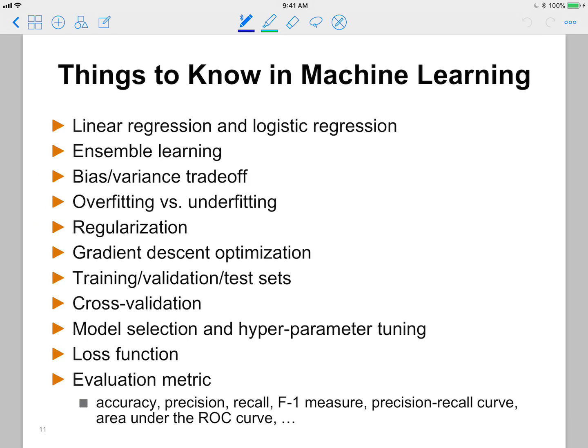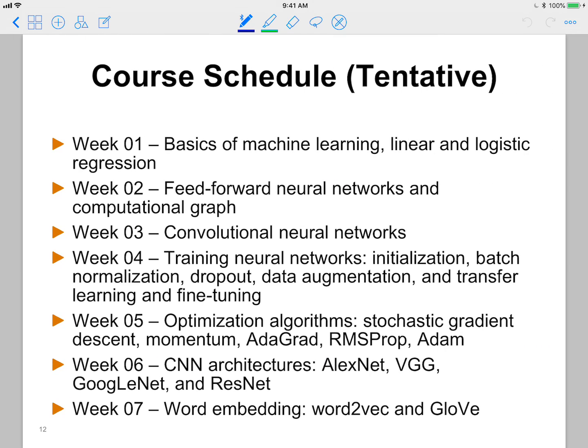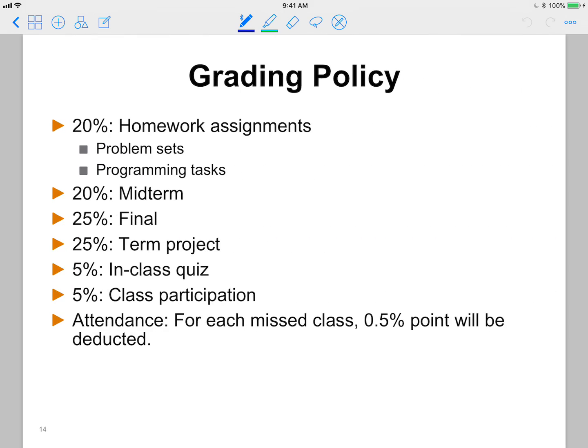So these are some of the explicit topics that I assume you have some background in. And this is the course schedule, and here's the grading policy. We will have maybe three or four homework assignments involving some programming, and also handwritten exercise problems where you have to derive some equations and so on. Then we will have a midterm and final exam, and this also includes the term project. And as I mentioned, we will have an in-class quiz and class participation.